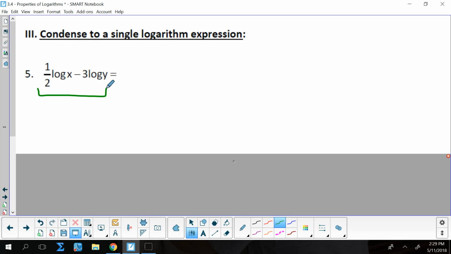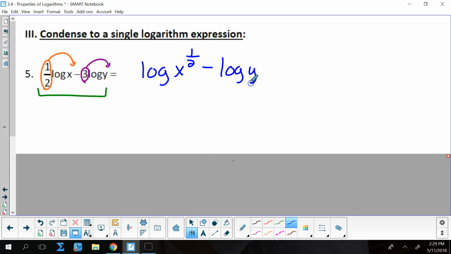So the first thing that I would do, if this were me, is utilize my power property in reverse. So this is a number, a coefficient out in front. That goes into the exponent. This is a coefficient out in front. That goes into the exponent. So this becomes log of x to the 1/2 power minus log of y cubed.